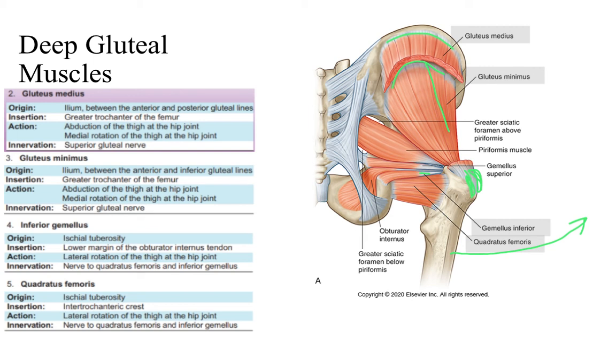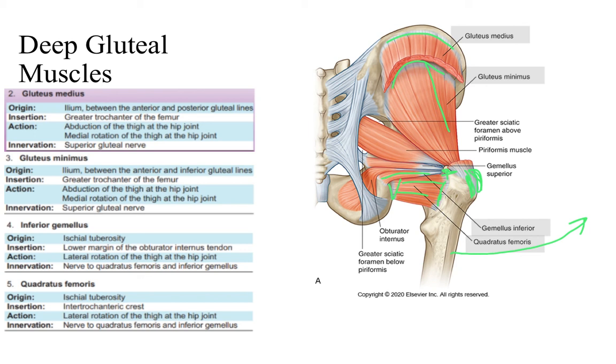Then we have the inferior gemellus right here, which is going to take part in lateral rotation because its insertion is on the posterior aspect of the thigh, so it's going to rotate the thigh outward. And then the quadratus femoris, all right, which you see right here between the ischium and the medial aspect of the femur, the intertrochanteric crest, so the crest between the greater and lesser trochanters. And what it's going to do is also produce a lateral rotation. So it's going to, again, rotate that hip outward.